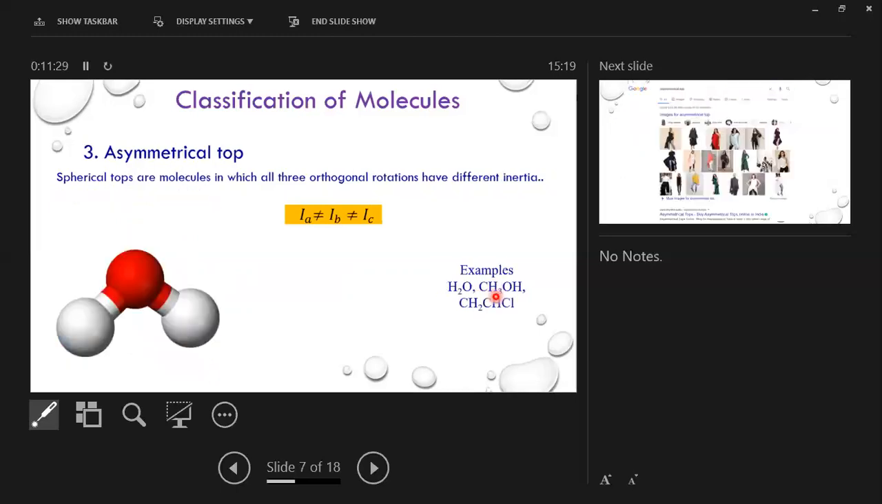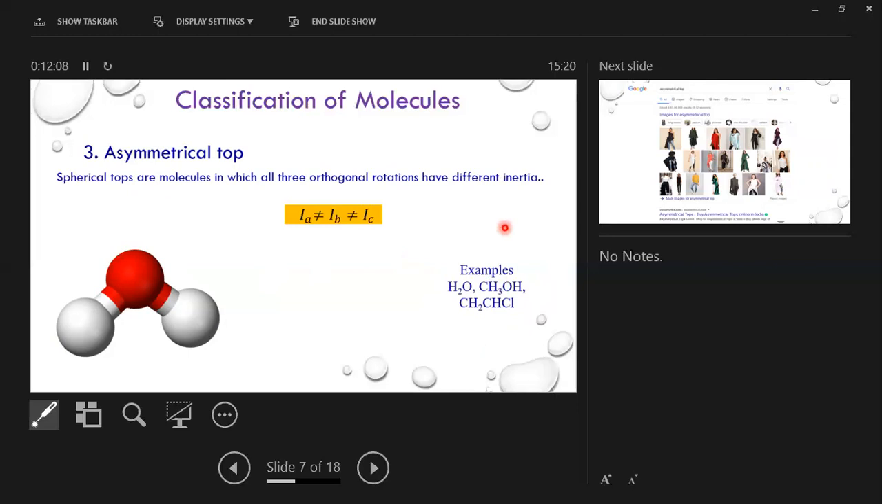And another one is asymmetrical top molecules. As the name suggests, these are the molecules for which Ia, Ib, and Ic, all three principal moments of inertia, are different, as the structure is asymmetric. The structure being asymmetric means the moments of inertia about those axes will also not be equal. Common examples are H2O, CH3OH, CH2Cl, etc.